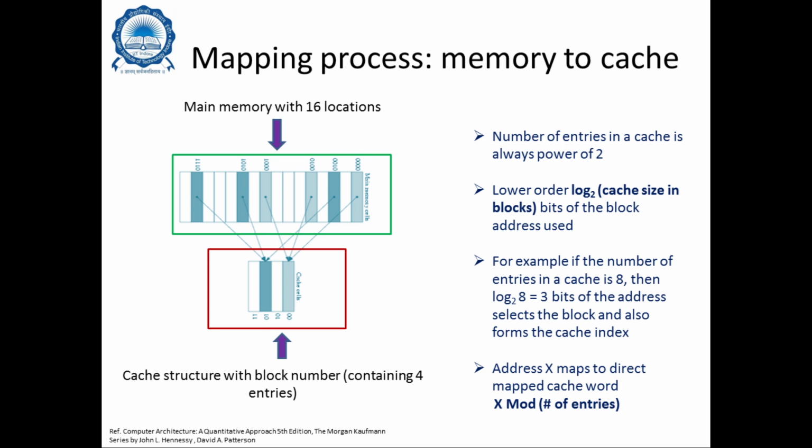Another way to find the mapping of the RAM address to the cache is by using the formula x mod the number of entries, where x is the address of the main memory. So that is another way you can get to the same answer. Okay, that is to find out the exact address of the cache where it has to be mapped.